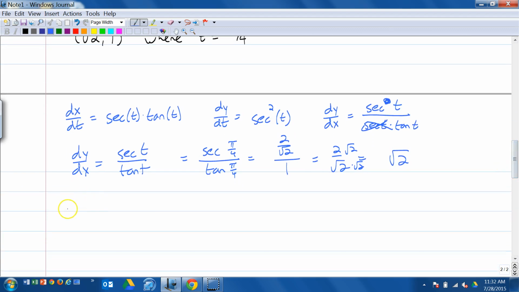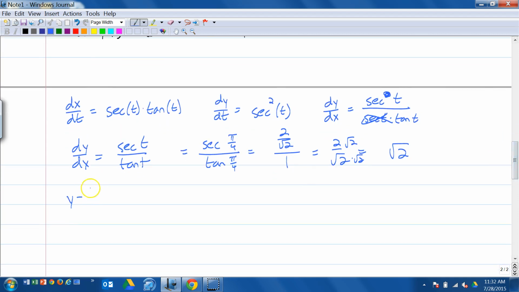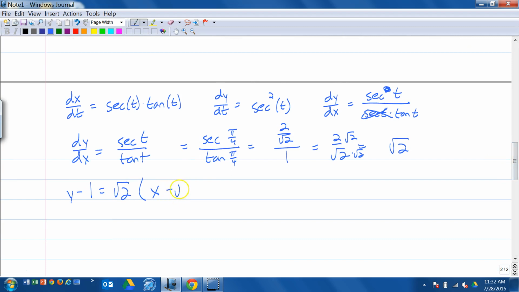So now we can write the equation. If I'm putting it into point slope form, it's at 1 and root 2. So y minus 1 is equal to the slope. And again, this is for a tangent line. If it was a normal line, we would flip this over and make it a negative, or I guess the opposite sign if it was already negative. Times x minus root 2. And there's my equation.